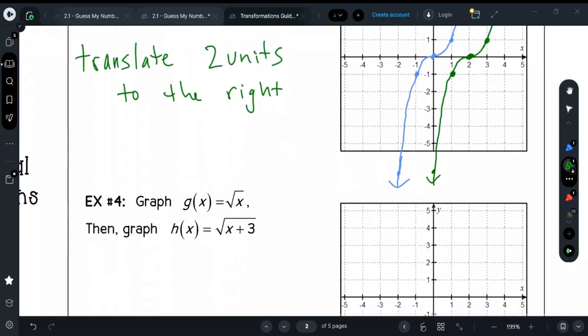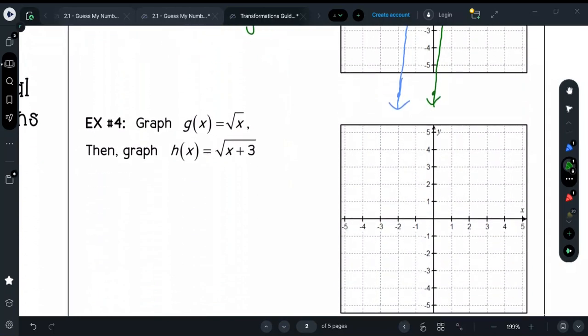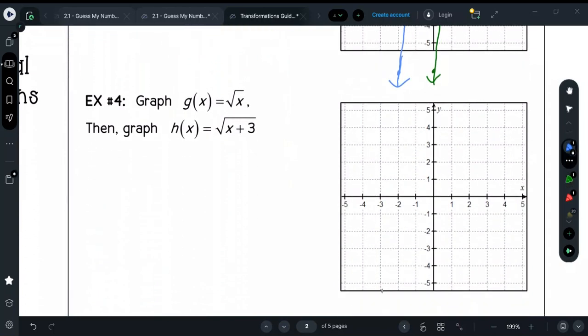And now example number 4, and parent function g of x equals the square root of x. You guys remember what the square root function looks like? Hey, if not, that's okay. You took notes on it. Take a look at your notes.